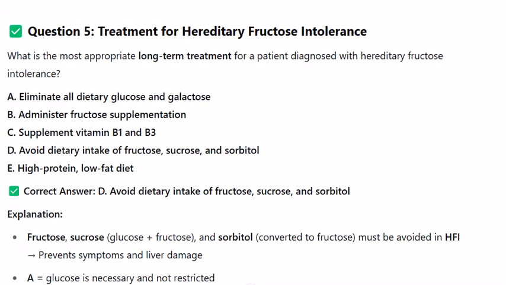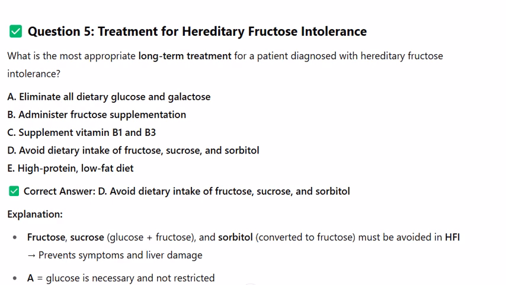Question 5. Treatment for hereditary fructose intolerance. What is the most appropriate long-term treatment for a patient diagnosed with hereditary fructose intolerance? A. Eliminate all dietary glucose and galactose. B. Administer fructose supplementation. C. Supplement vitamin B1 and B3. D. Avoid dietary intake of fructose, sucrose, and sorbitol. E. High protein, low fat diet. Correct answer, D. Avoid dietary intake of fructose, sucrose, and sorbitol.